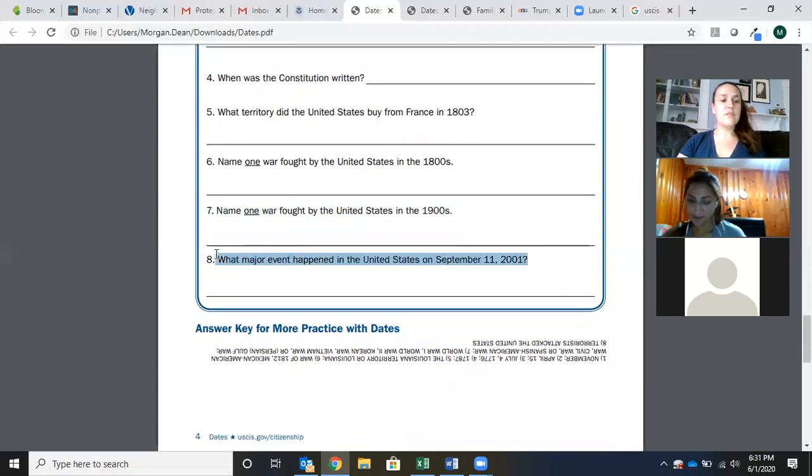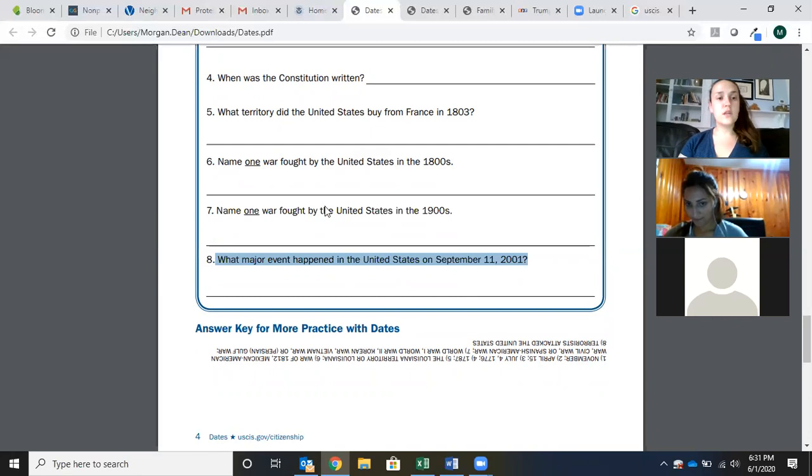And then what major event happened in the United States on September 11th, 2001? I think the fire in New York City and the big building. Yeah, right? So the terrorist attack. On the card it says, terrorists attacked the United States. You could say terrorists attacked the World Trade Center. They also attacked the Pentagon that day. But if you just say that terrorists attacked the United States, that's the answer they're looking for on the back of your card, okay?